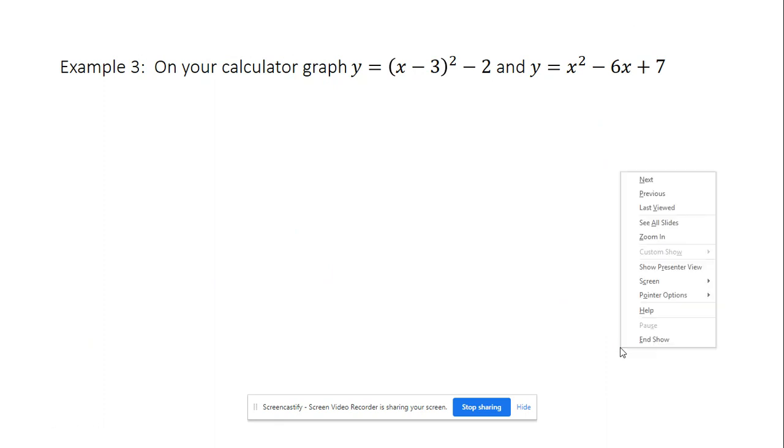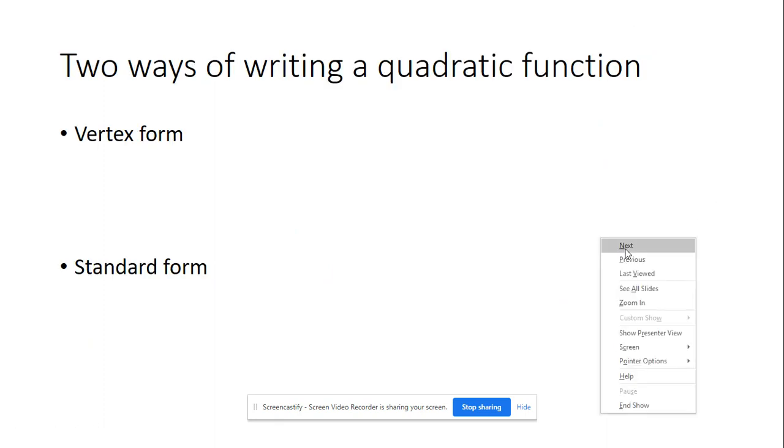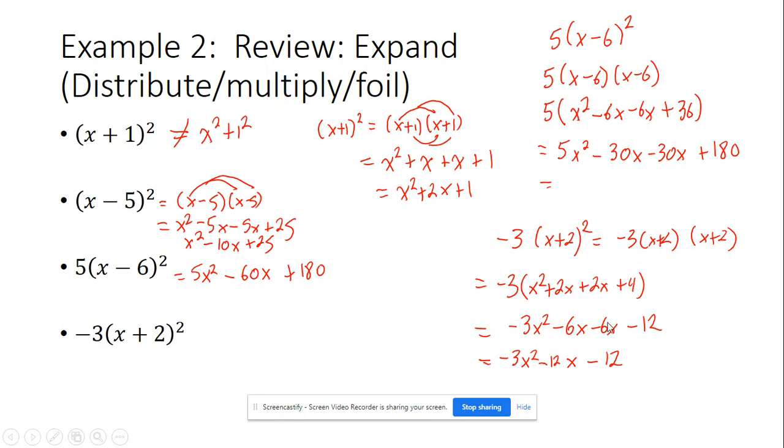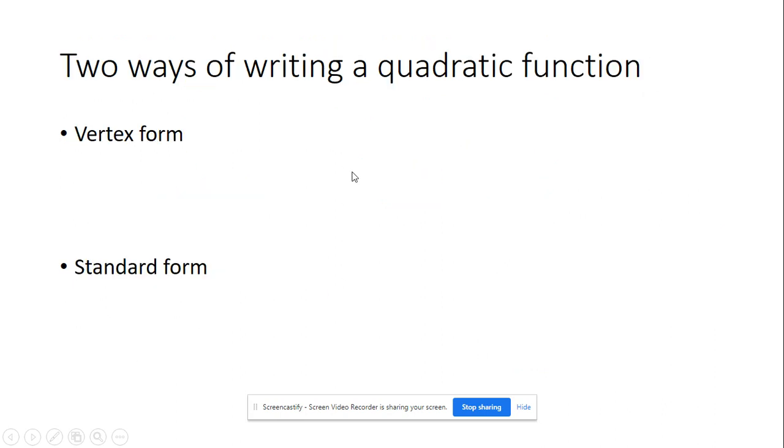All right, so there's our... right. So here's how we've been able to just practice how we expand each of these polynomials over here. Okay, so this is kind of a review from Math 10C as well.